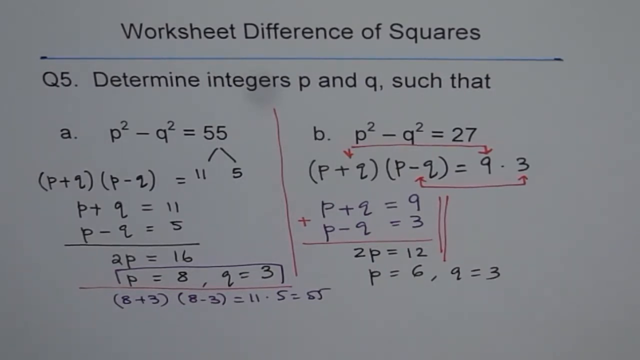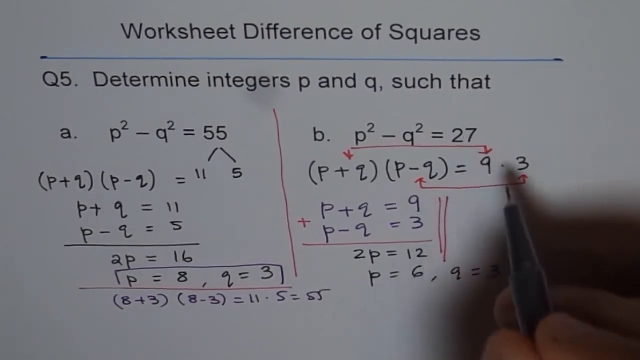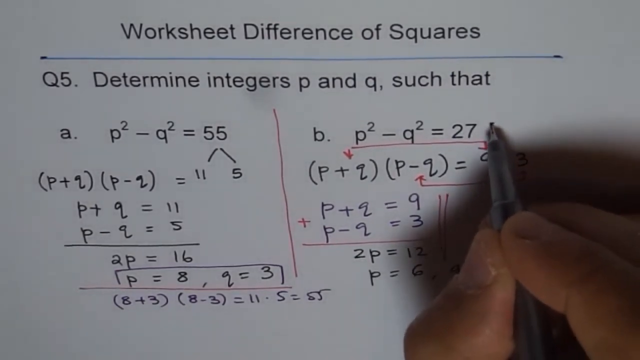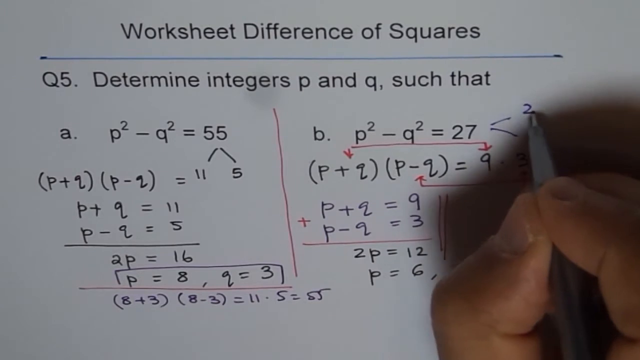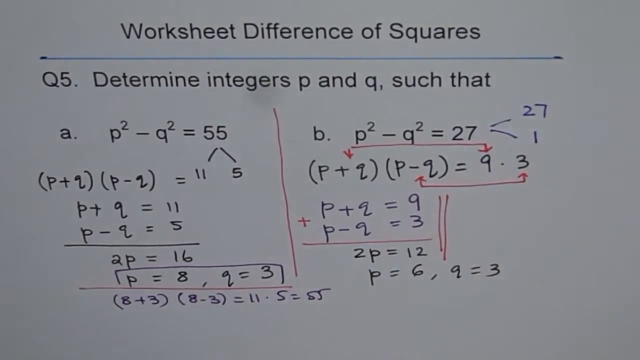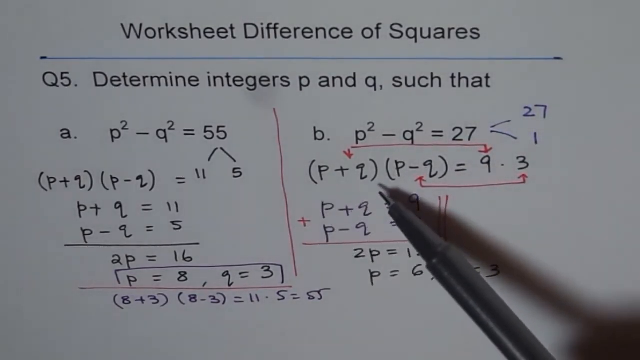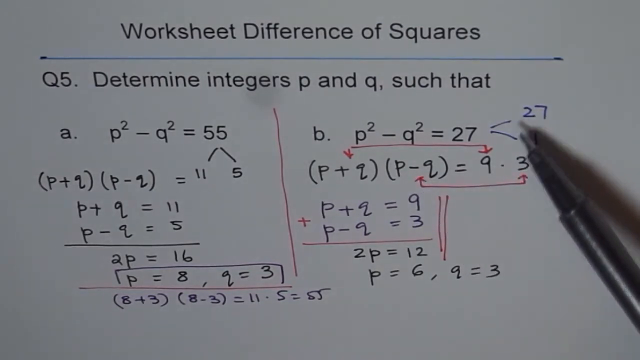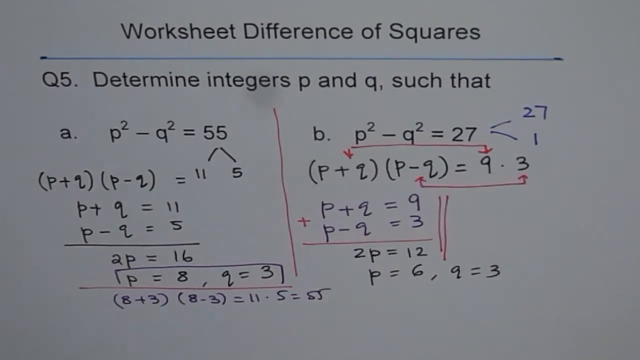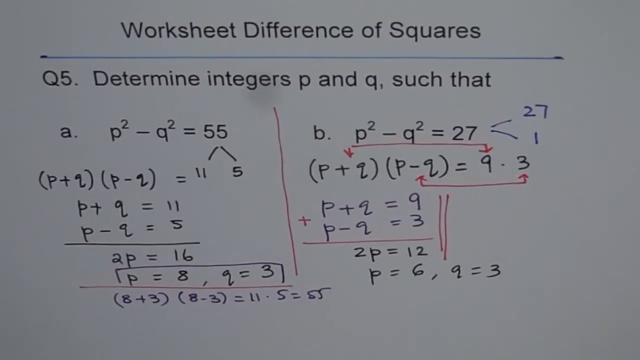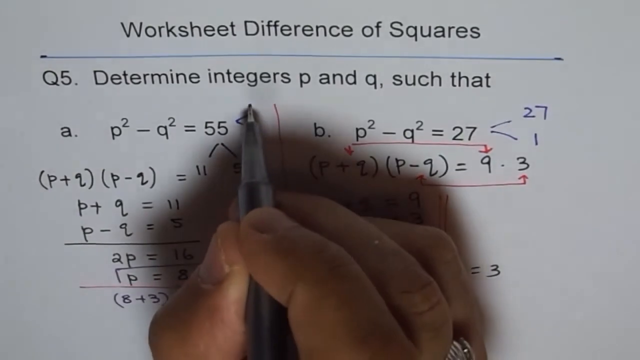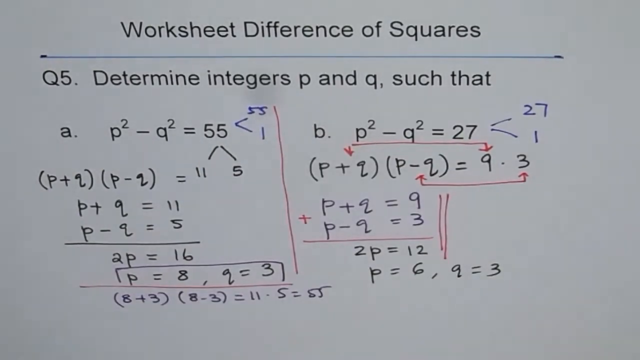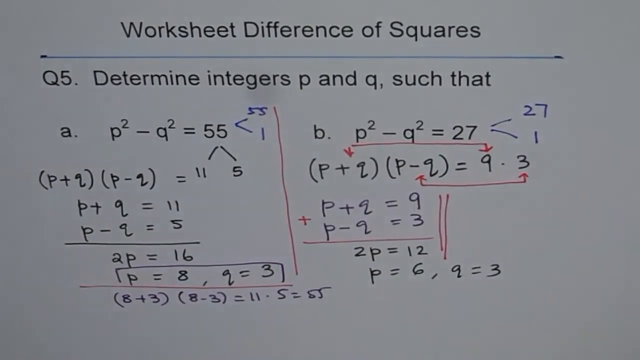Now, my question is that you should also try something, and let's try with different values. I tried with 27 as 9 times 3. You try with this. 27 is 27 times 1, right? Then write p plus q as 27 and p minus q as 1 and figure out what answer you can get. Similarly, you can try this also. 55 could be written as 55 times 1. And then you can find different answers for this.